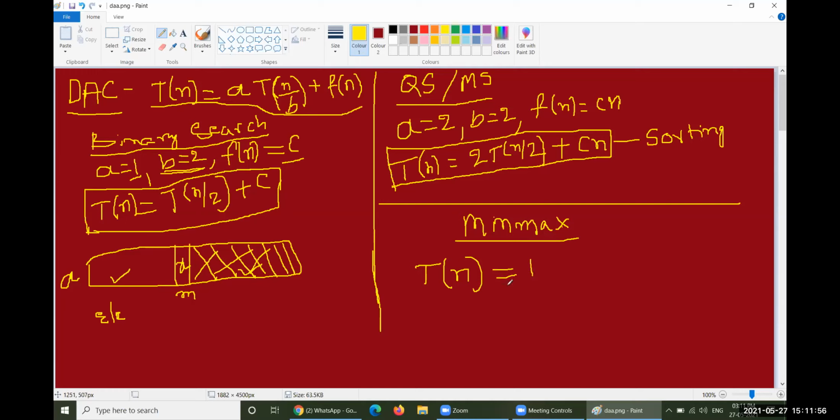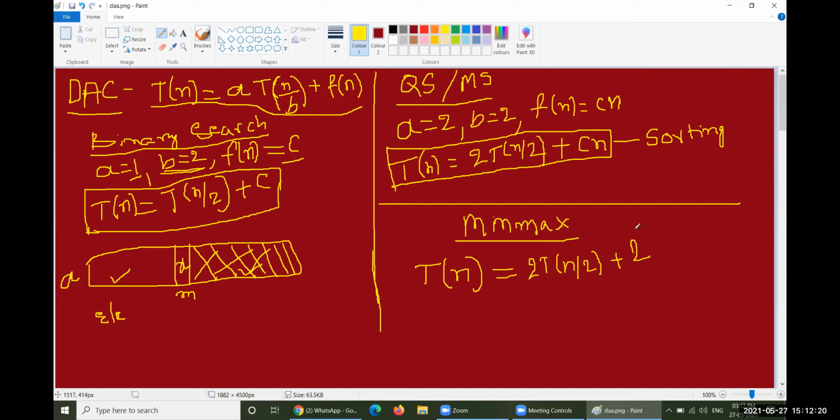So T of 2 into T of n by 2 plus, so how many comparisons for every recursive call? The number of comparisons will be two: one comparison for minimum and another comparison for maximum, so that could be considered.